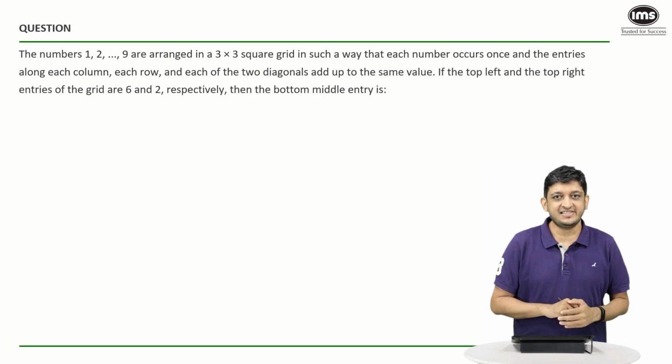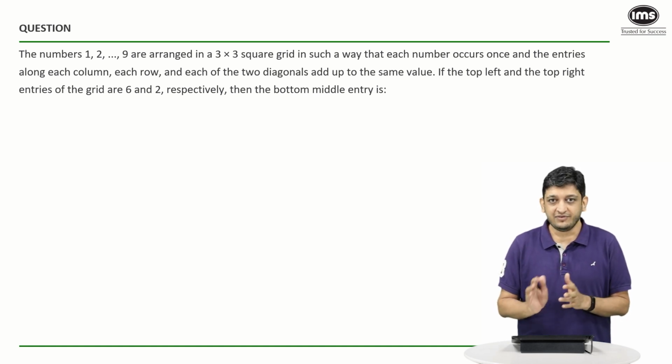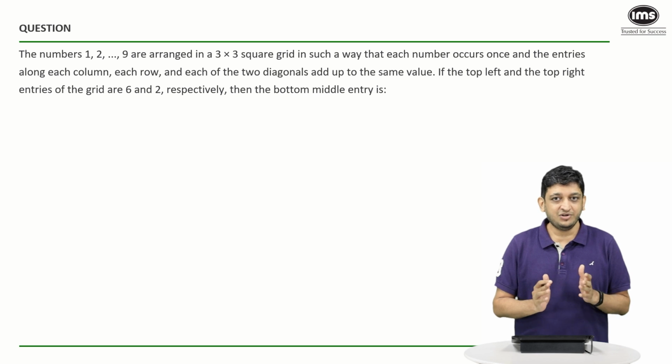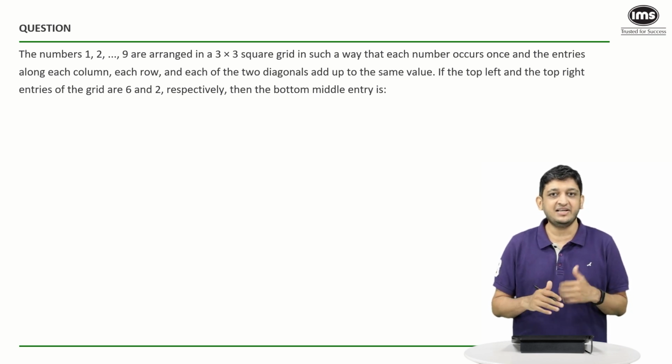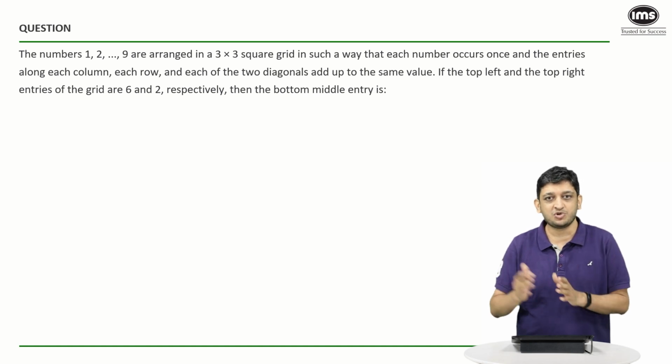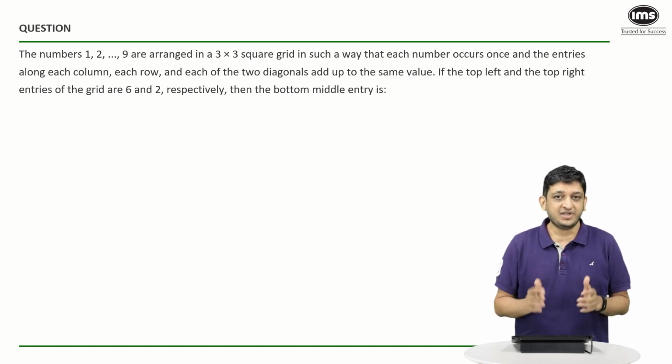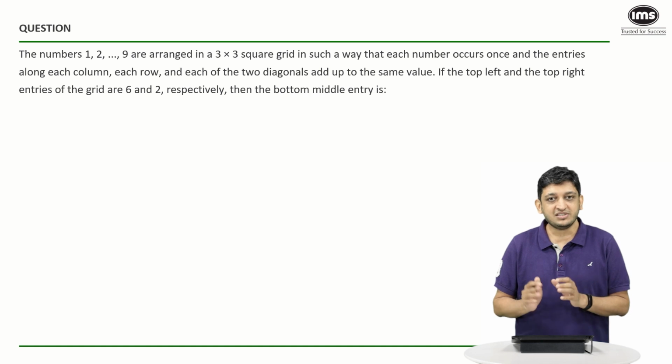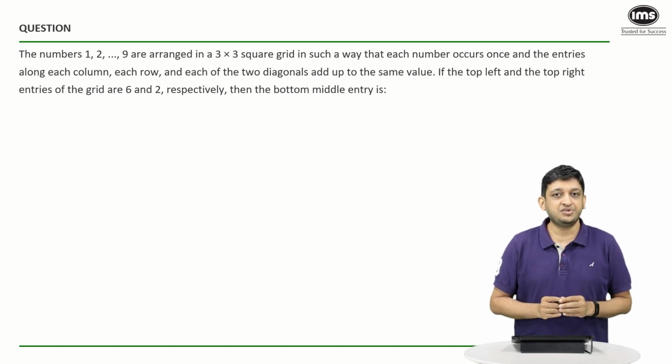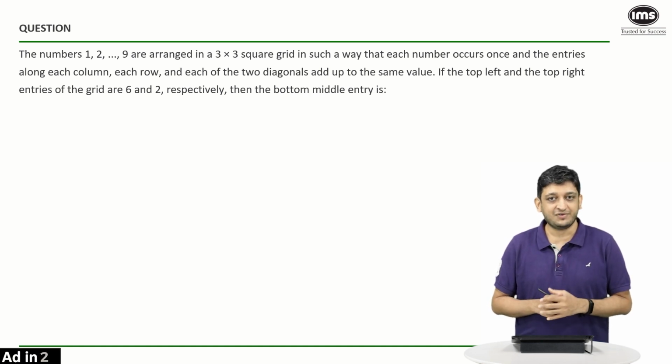This is a rather interesting question and the underlying concept is that of a magic square. If you are not aware of what a magic square is, I would suggest that you go and look at this particular concept because it is extremely interesting and that goes beyond the scope of CAT as well. Now what you can do is you can look at the question, pause the video, try the question out on your own and then have a look at the solution that will follow.